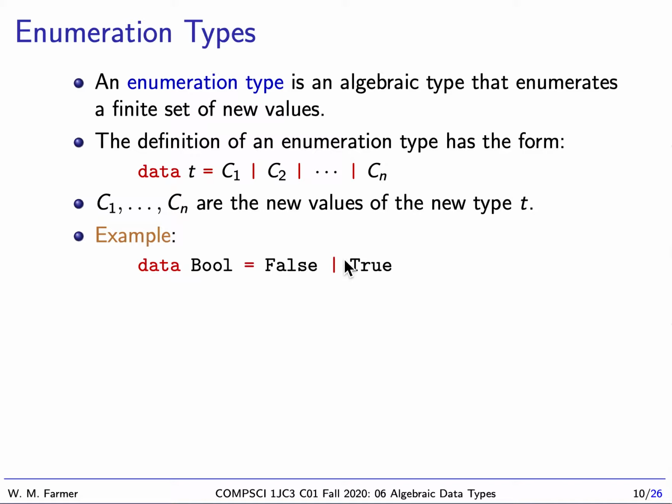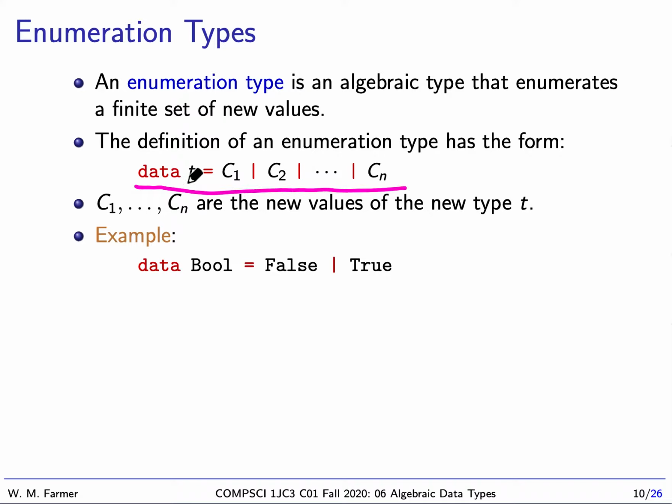Topic. So we're going to start with enumeration types. An enumeration type is a special kind of algebraic data type, and it enumerates a finite set of new values. So this type is constructed like this.